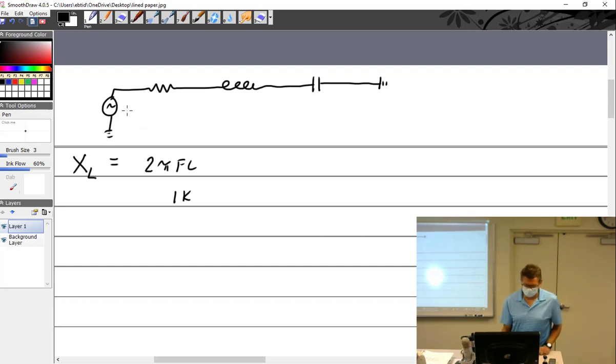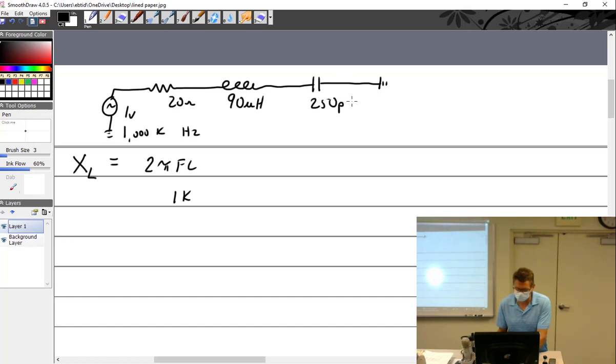There we go. So we've got number 6, we've got 1 volt, we've got 1 kilohertz. Oh, yeah, it is. It's 1,000 K, which would be 1 meg, 1 K hertz. That's a lot more zeros. We've got 20 ohms up here, 20 ohms. We've got 90 microhenrys, micro Henrys, and 250 picofarads. Picofarads. All right. Got that?